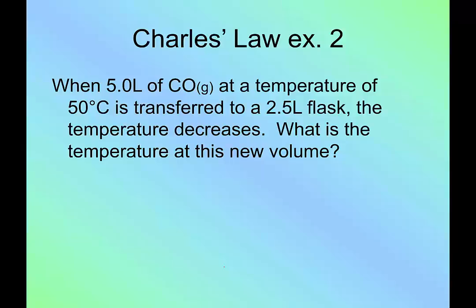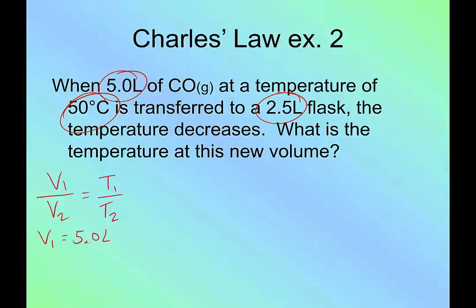Okay, so in this case, I am given 2 volumes, and I'm given 1 temperature. So I'm going to set up the problem the same way. So I'm going to write this one out. So I've got V1 over V2 equals T1 over T2. Now, again, I'm going to list off everything I know. I know that V1 is equal to 5.0 liters. I know my V2 is equal to 2.5 liters.